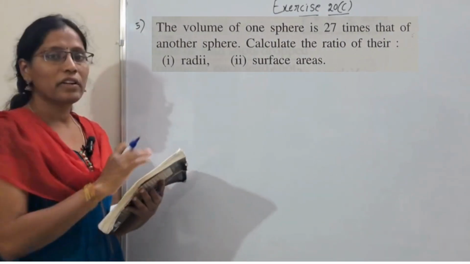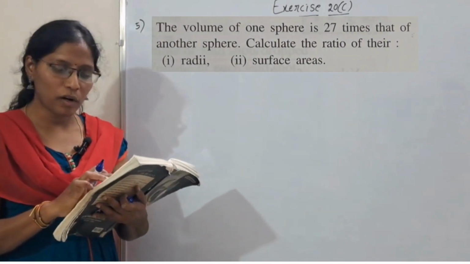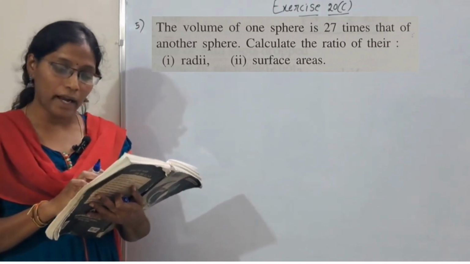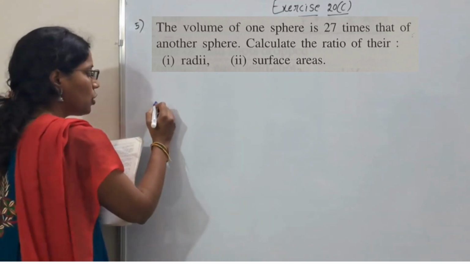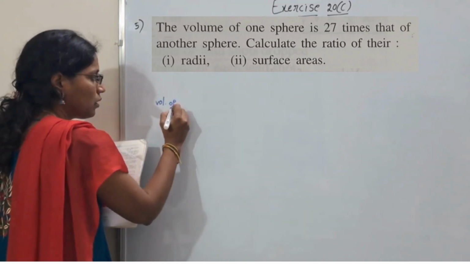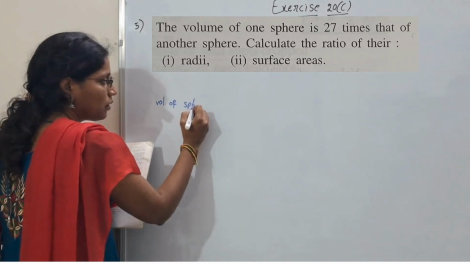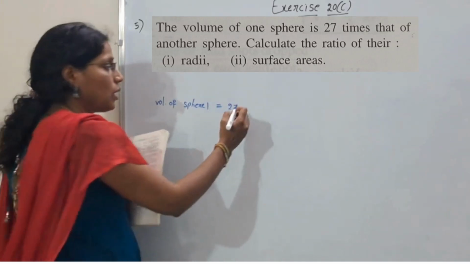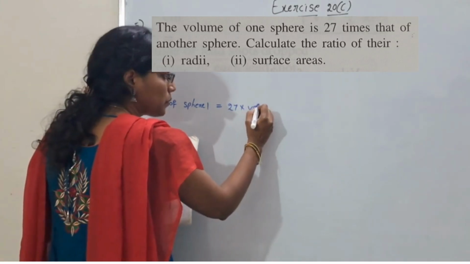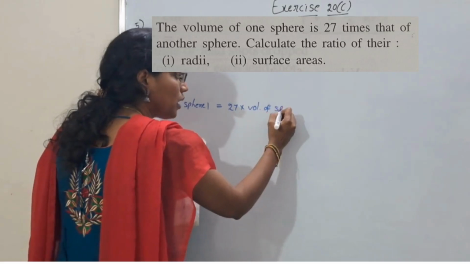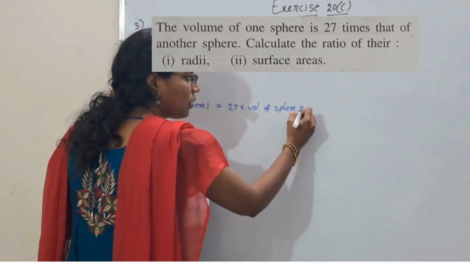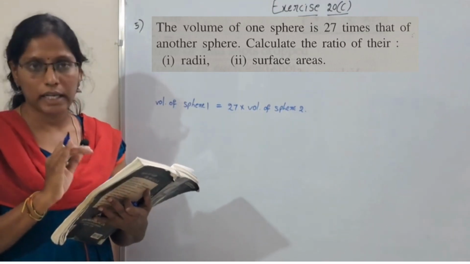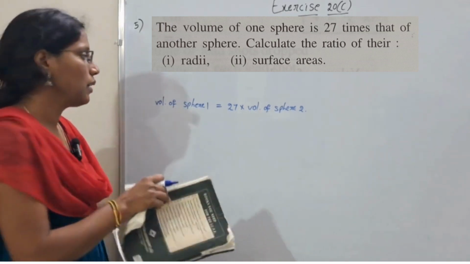Next, problem number 5. In this problem, the volume of one sphere is 27 times that of another sphere. Volume of sphere 1 is equal to 27 times volume of another sphere, sphere 2 we have to take. Calculate the ratio of their radius and surface areas.